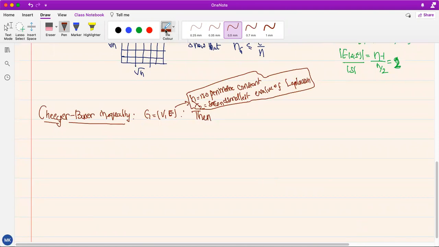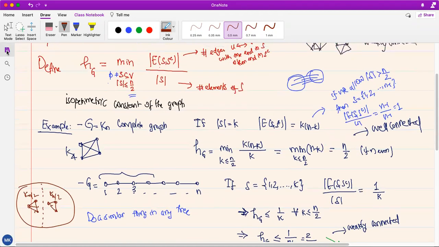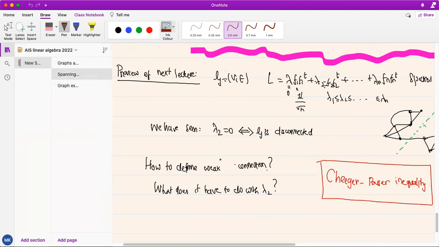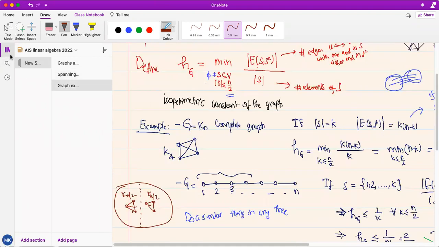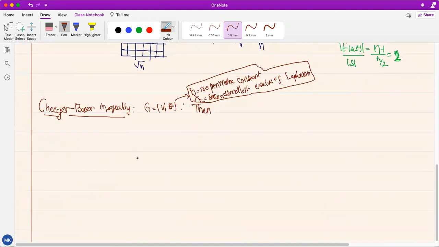Okay. So let's see what the connection is. In what I was saying earlier, we have now defined this notion of quantitative connectedness. Now we have to see what it has to do with lambda 2. That's the theorem. We are saying that lambda 2 is connected to h in the following way: you can bound it above and below by h.